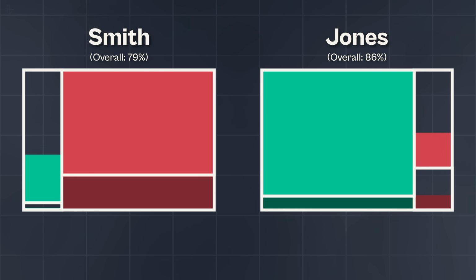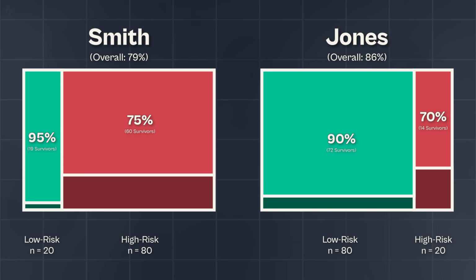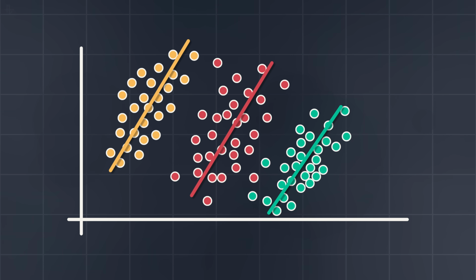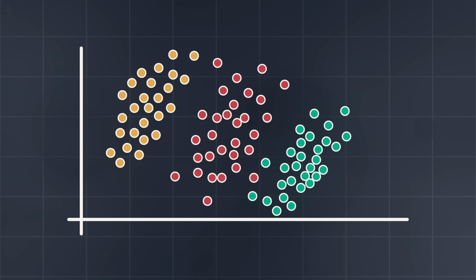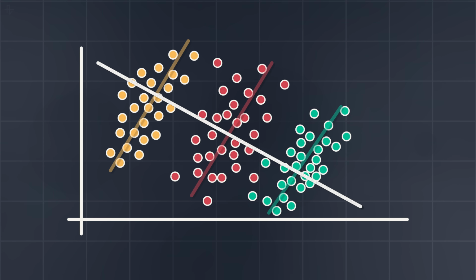See what happened there? Dr. Jones looks better overall, not because he's a better surgeon, but because he's operating on easier cases. Dr. Smith looks worse overall, not because she's less skilled, but because she's the one taking on the really difficult patients. This phenomenon is known as Simpson's paradox. The same set of data appears to show opposite trends depending on how you group it. In fact, you can have variables that are positively correlated within multiple subgroups, but negatively correlated when you combine them all together. Each group shows the same pattern, but the aggregate flips it completely.